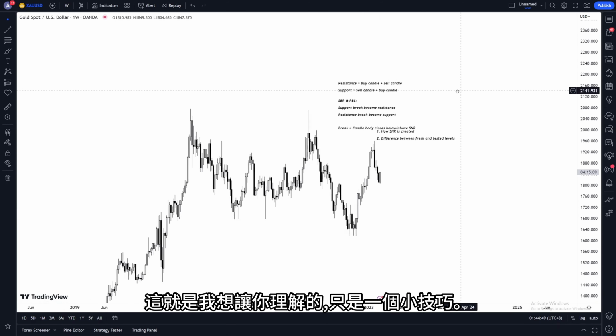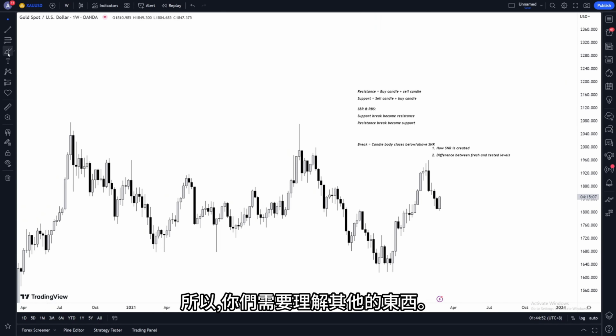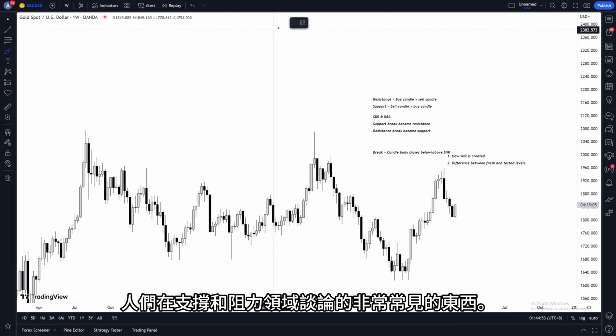So you guys need to understand something else, something very common that people talk about in the SNR space. A lot of people talk about SBR, RBS, you guys understand that. But one formation, one pattern, which you guys who have been watching AKFX would know very, very well. You would know it like the back of your hand. This pattern includes SBR or RBS and apex and left shoulder. I'll give you all of the details about that right now. This is where a majority of the video will be taken up. So this is the pattern.